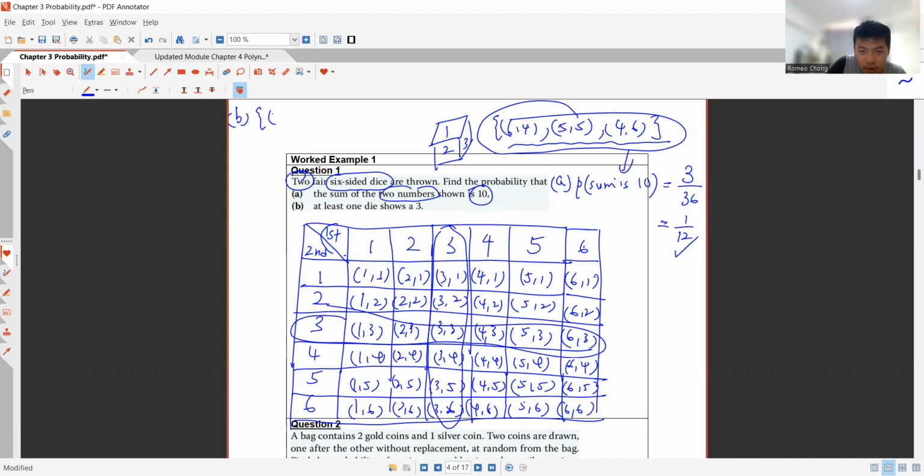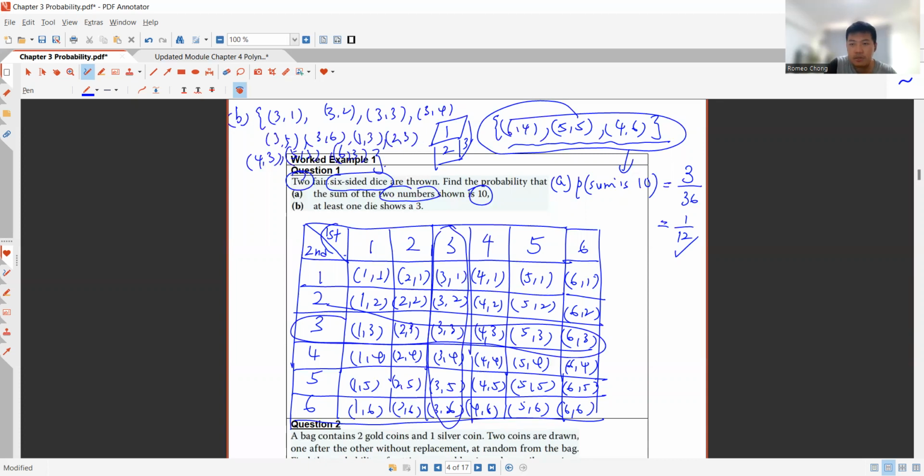So the first one, you just write 3, 1. Then 3, 2. Then 3, 3. Then 3, 4. Then 3, 5. Then 3, 6, which is the last one, right? Then go to the other one, which is 1, 3. Then 2, 3. Because you already wrote 3, 3, no need to write 3, 3 again. Then 4, 3. Then 5, 3. And the last one is 6, 3.